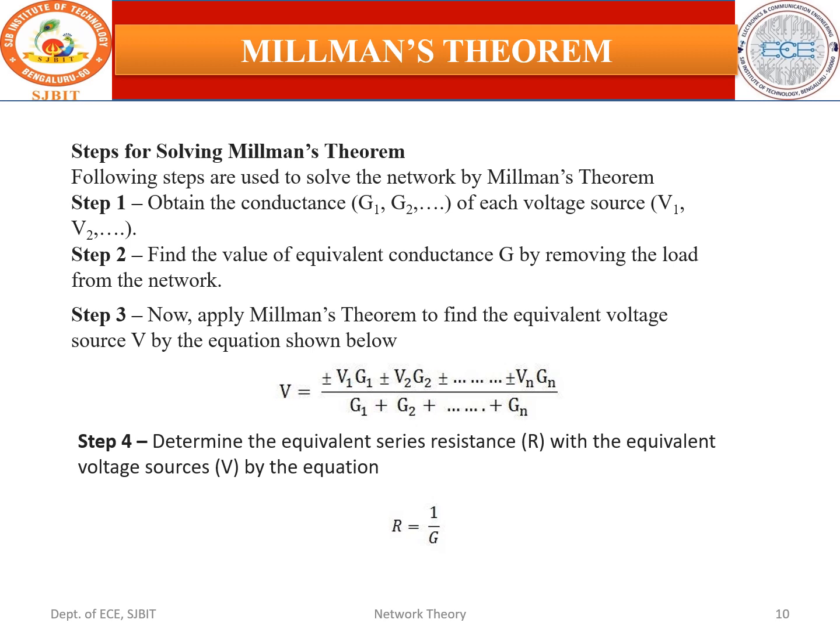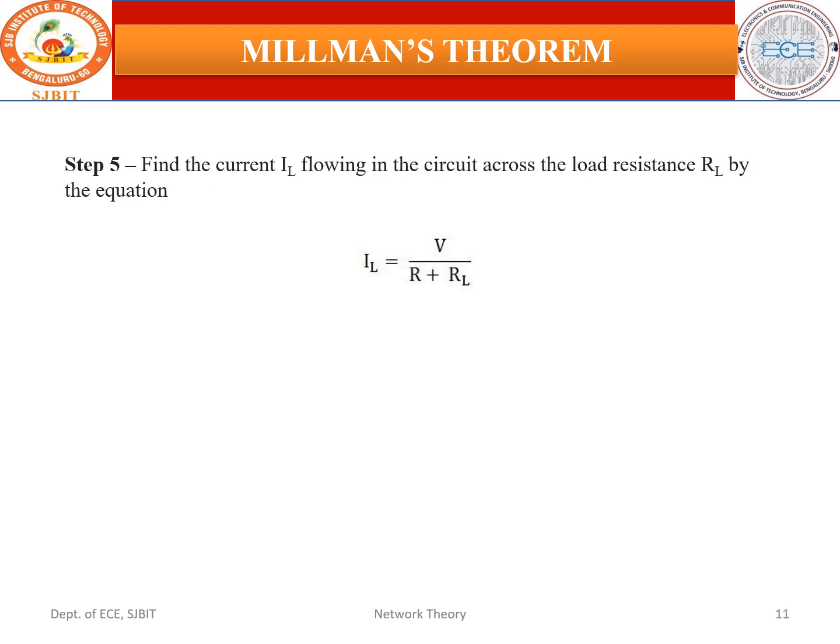Then determine the equivalent series resistance with the equivalent voltage source by the equation R is equal to 1 by G. The last step is to find the current IL flowing in the circuit across the load resistance RL by the equation IL is equal to V by R plus RL.